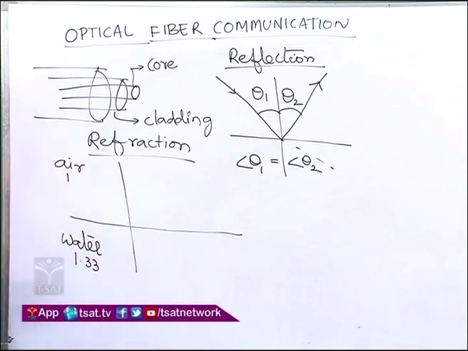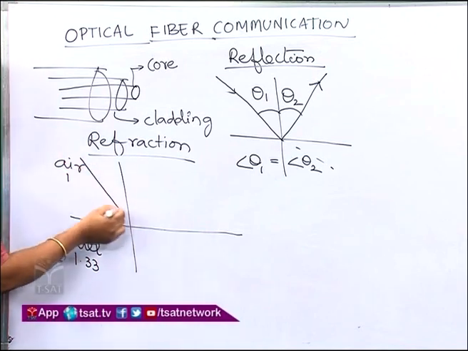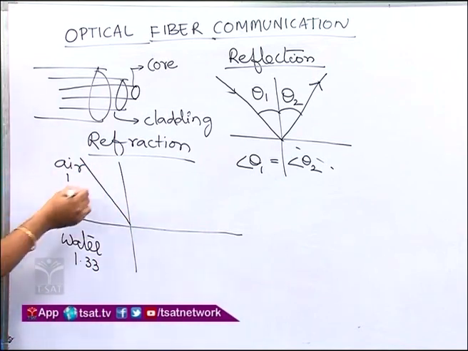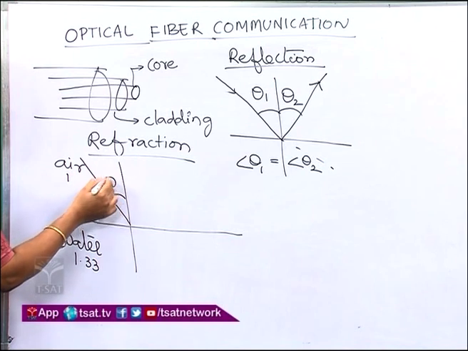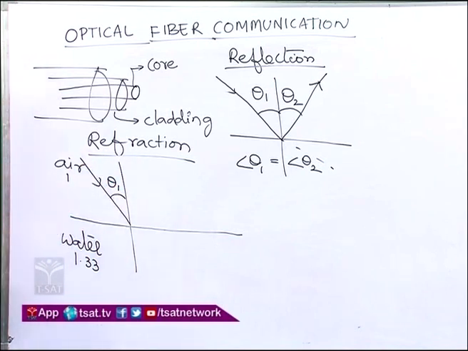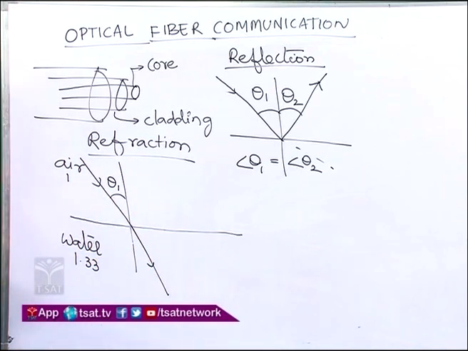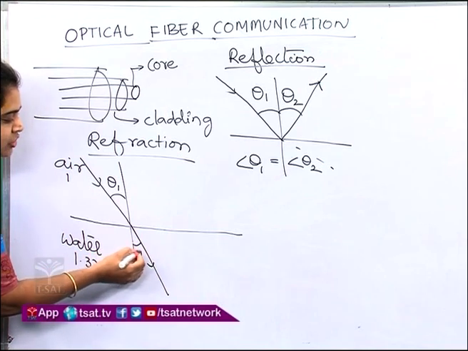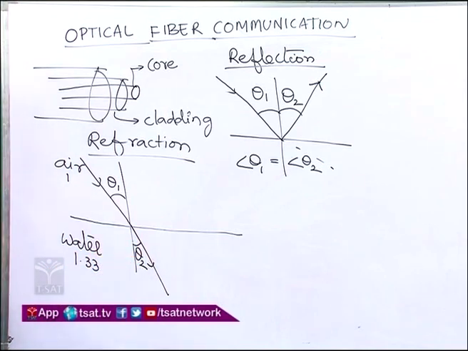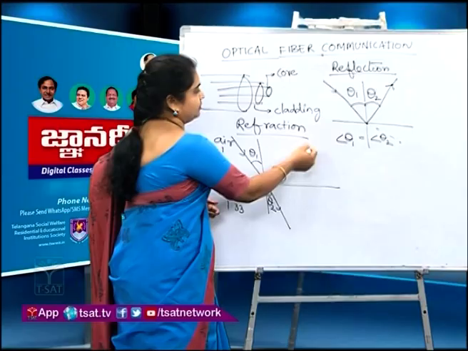Here the water has a higher refractive index than the air, which means air is the rarer medium and water is the denser medium. So whenever the light ray is incident on the boundary with angle of incidence theta 1, here the light is travelling from the rarer medium to the denser medium. Whenever the light ray travels from the rarer medium to the denser medium, it bends towards the normal with angle of refraction theta 2.